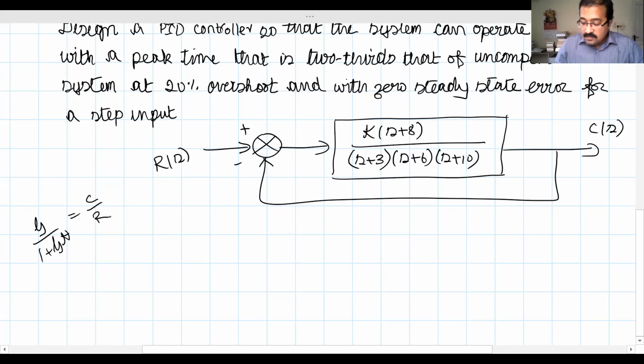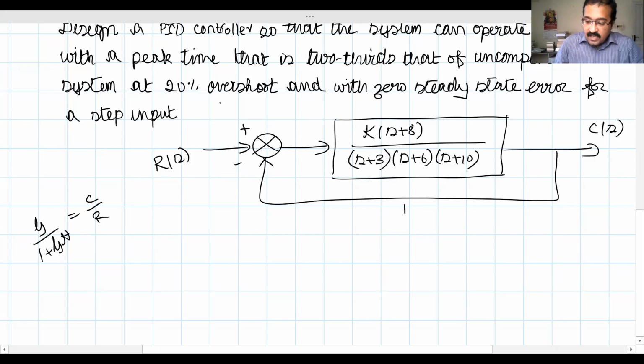What is G(s)? That's the plant given, K(s+8) divided by the rest. And what is H(s) here? It is a unity feedback path, so the gain is 1. H(s) is 1 here. So the closed loop system will be of order 3. It is a third order system, right?